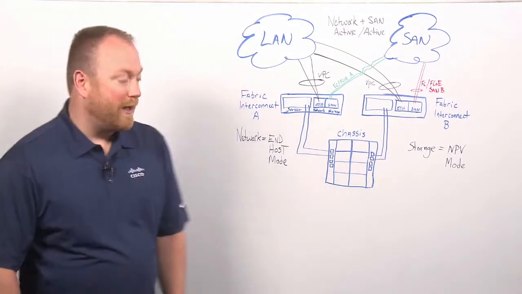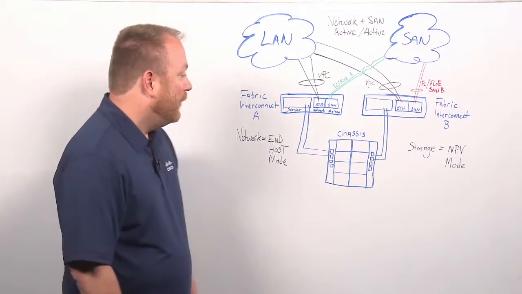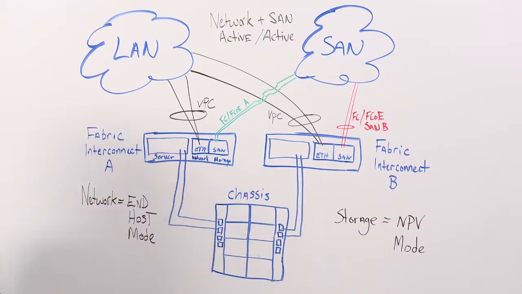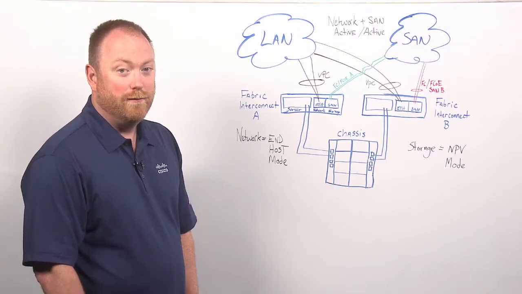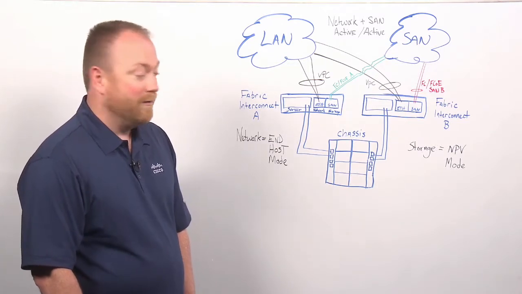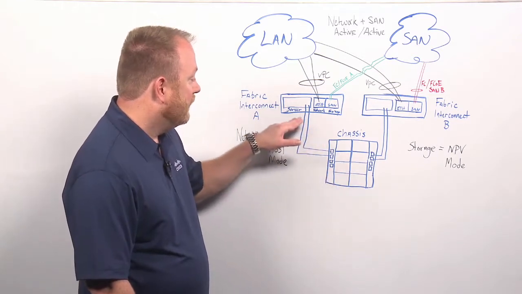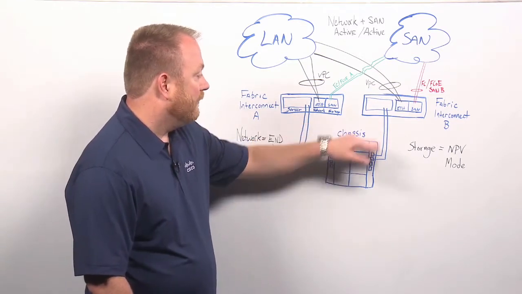So as we take a look at UCS, we can see that we have our two fabric interconnects, which are basically the switches that control all of the local area network traffic and the storage area network traffic. So all of the network connectivity for the servers and all the storage connectivity from the servers flows up from the chassis into the fabric interconnects.